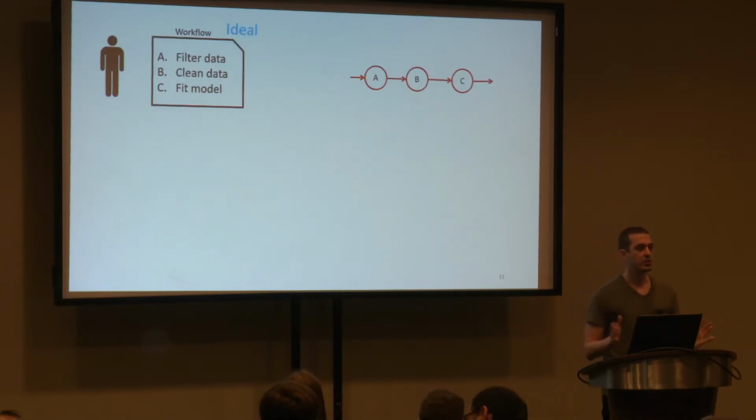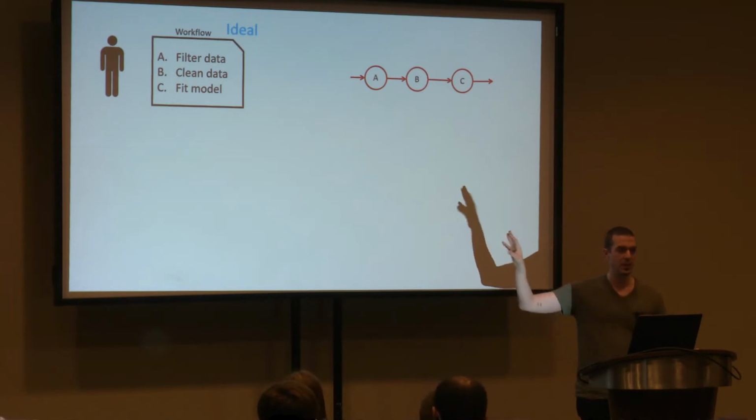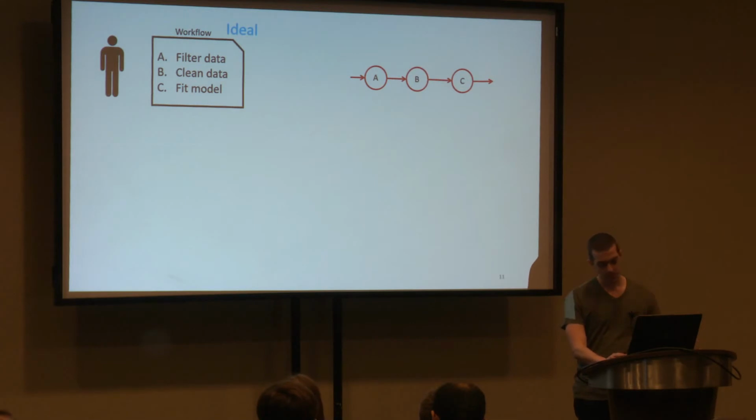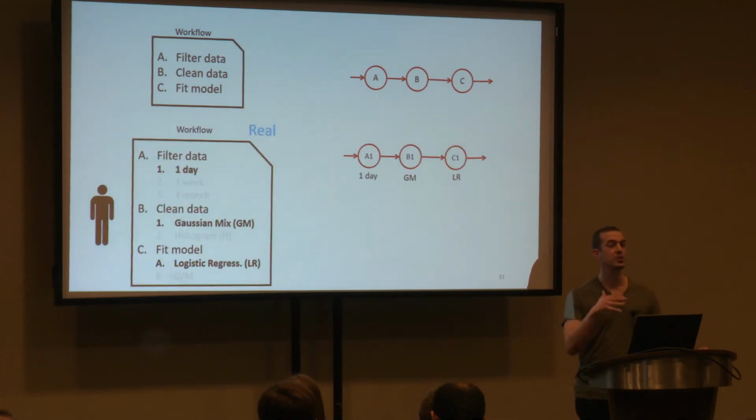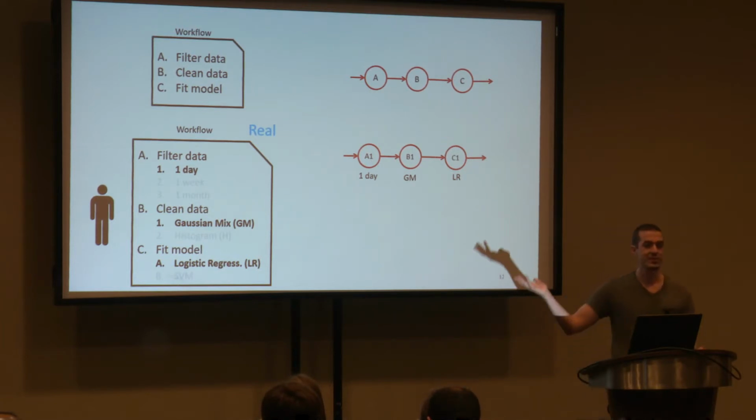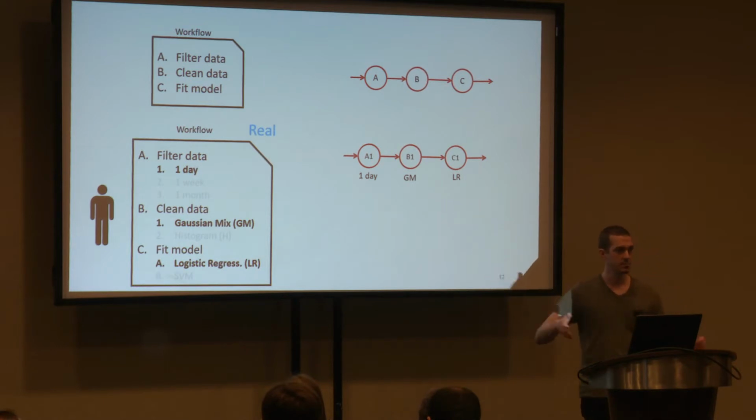All right, so far so good, but what I've told you so far is sort of the ideal situation. A very clean workflow with a one-to-one mapping to a data flow that's very simple. What happens in real life is that you look into these workflows, and each of the different tasks that I've told you, they are going to have a lot of different parameters. So for filtering data, you may choose to pick the last day's worth of data, apply some Gaussian mix for finding outliers, and apply a logistic regression to fit the model. That is one single option. And that is the data flow that you see here on the right.